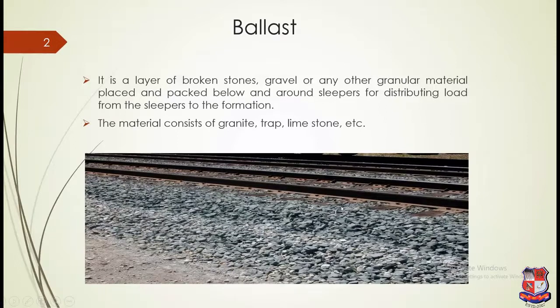So what is ballast? Ballast is a layer of broken stone, gravel, muram or any other granular material placed and packed below and around the sleeper for distributing load from the sleeper to the formation. The normal side slope of ballast is 1.5:1. Normally the ballast material consists of granite, trap, limestone, etc.